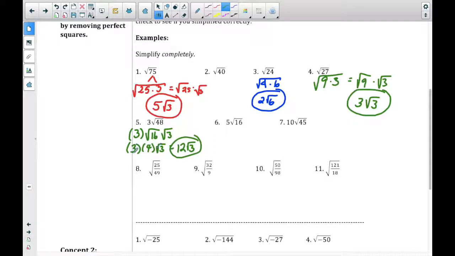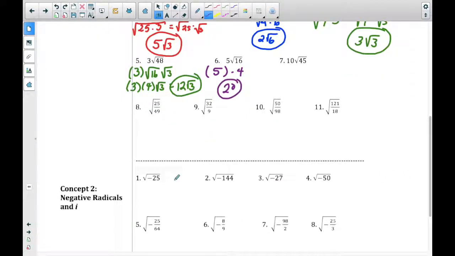When you do these, the outside numbers, the coefficients, can be multiplied together, and the inside numbers, the radicands, can also be multiplied together, but you can't multiply inside numbers with outside numbers. Number 6 throws some people off, and maybe the reason it does is because it's so easy. But 5 we have to keep here. Square root of 16 is just 4. There's not really any simplifying to do. It's just 4. And so this answer is just 20.